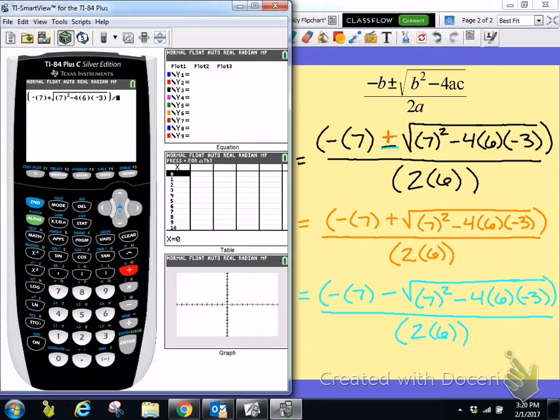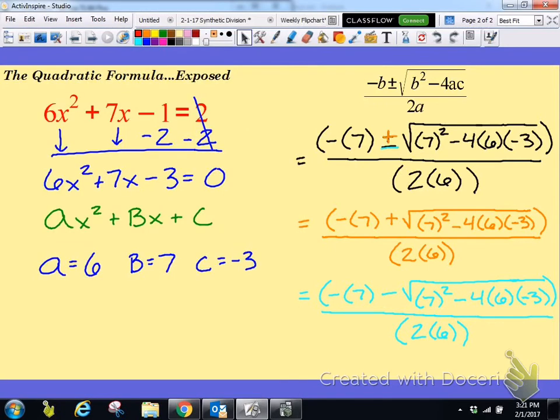All over, so divided by, open parenthesis 2, open parenthesis 6, close, close. Now when I press enter, my calculator gives me 0.3333, and I can go math, fraction, enter, and that tells me 1/3. So I know the answer to the orange problem is going to be 1/3, so let's come on back over. And all of these are x, so x equals a positive 1/3.